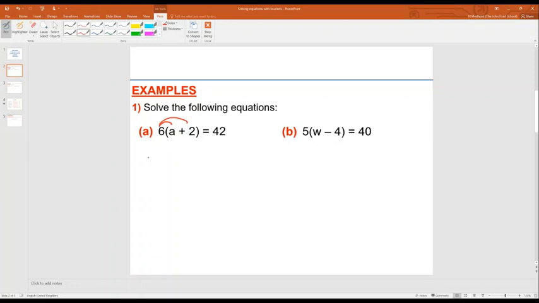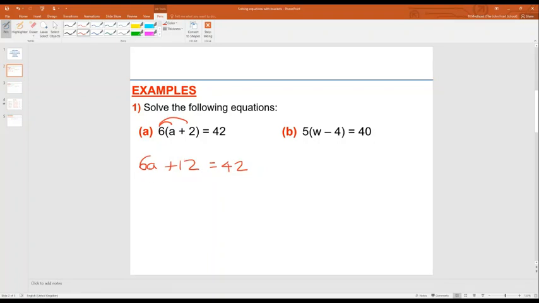So if we expand this one, 6 times a will give us 6a, wouldn't it? 6 times 2 will give us 12. So that's what we did yesterday. In today's lesson, it tells us in the question that that is equal to 42. So we expand the bracket first, and we get 6a plus 12 equals 42. From there then, this is where we solve the equation because it's equal to something this time.